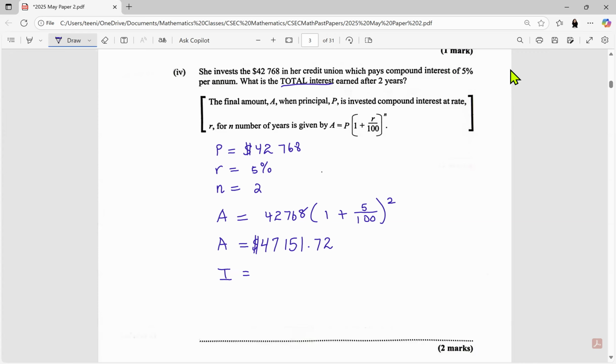Josh, what does the difference mean? Miss, you're subtracting 47,151.72 from the original price. Well, yeah, investment. Yeah, because interest will be the amount minus the principal, right? So this value that we just calculated minus her initial investment.